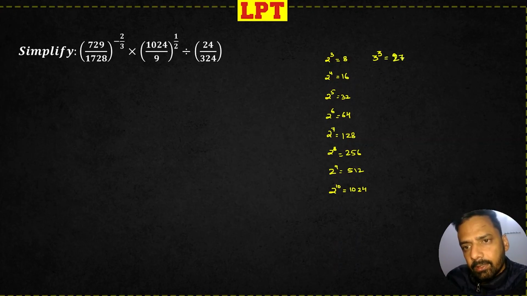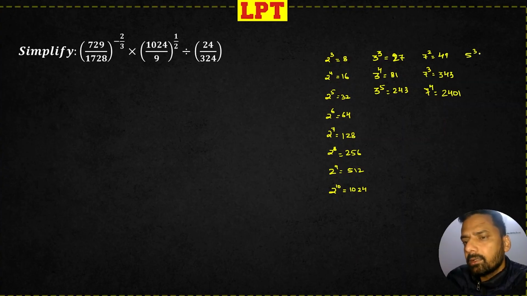And 3 to the power, let's say we'll start with 3 to the power 3, which is 27, then 3 to the power 4, 81, 3 to the power 5, which is 243. Then 7 to the power 2, 49. We have 7 to the power 3, which is 343. 7 to the power 4, which is 2401. Then 5 to the power 3, we know it is 125. 5 to the power 4, it is 625. 5 to the power 5 is 3125.